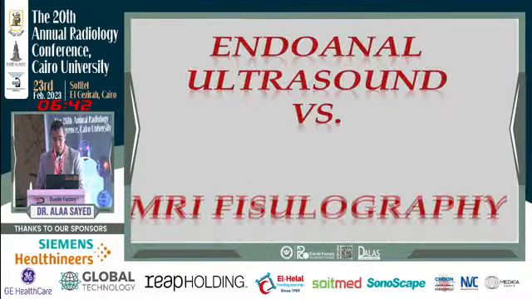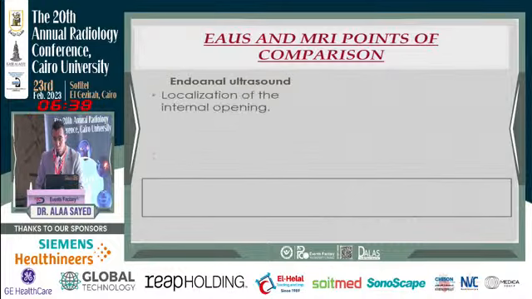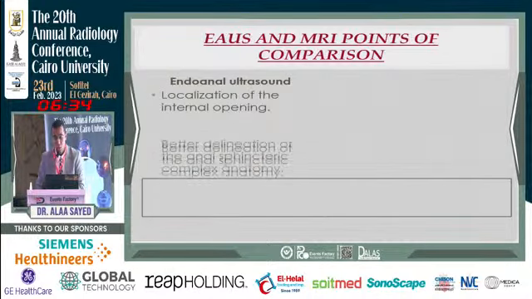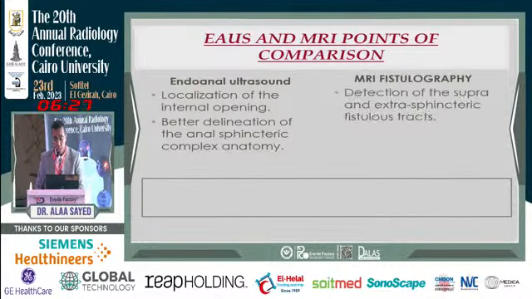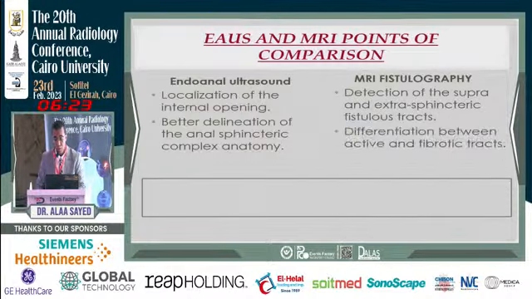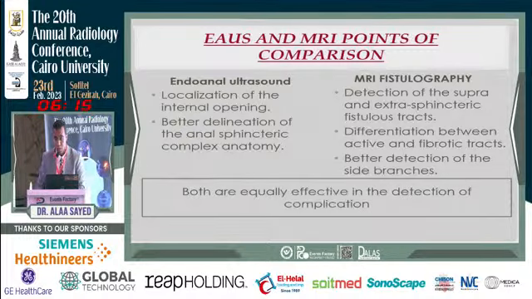Endoanal ultrasound versus MRI fistulography and the points of comparison. Endoanal ultrasound was found to be superior in localization of the internal opening and allows better delineation of the anal sphincter complex anatomy, while MRI was found superior regarding detection of the supra and extrasphincteric fistula tract, in differentiation between active and fibrotic tract, and better detection of the side branches. Both are equally effective regarding detection of complication.